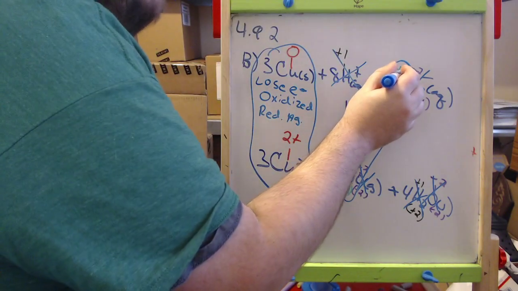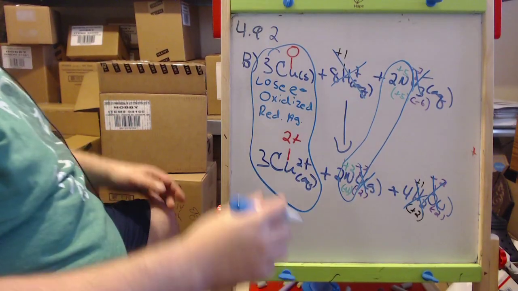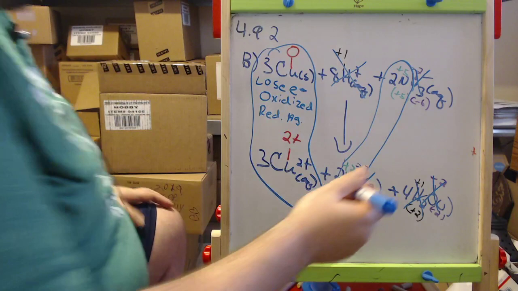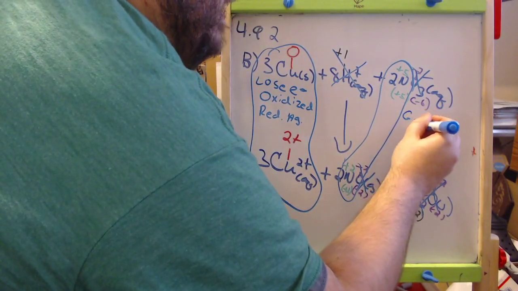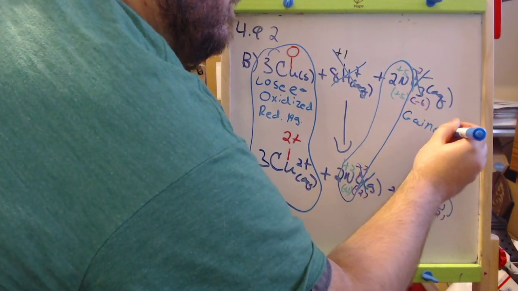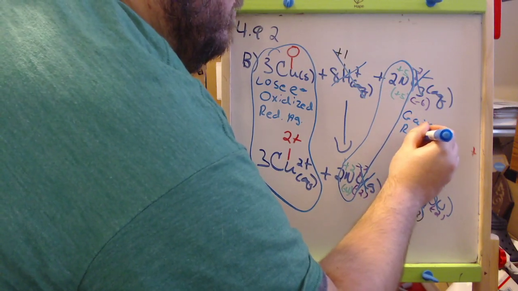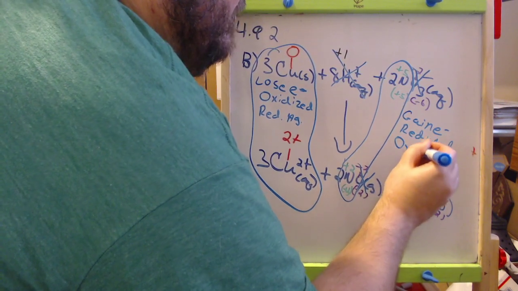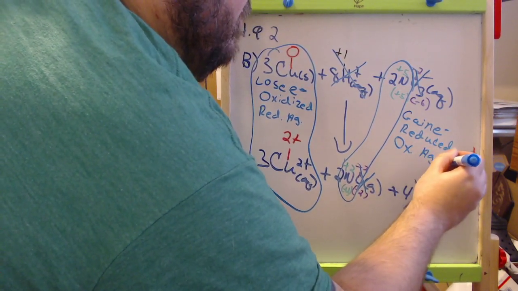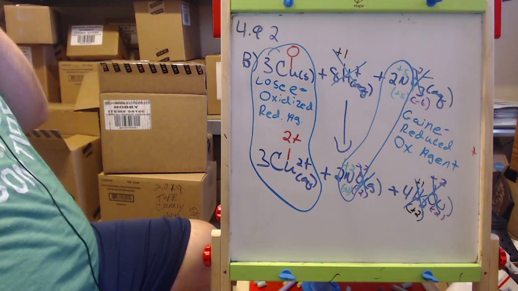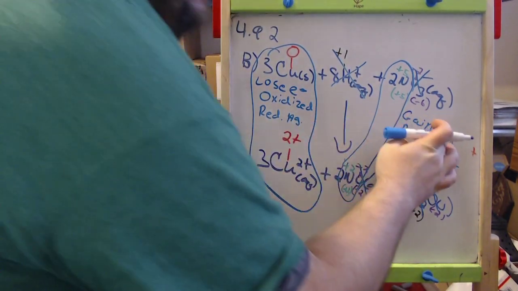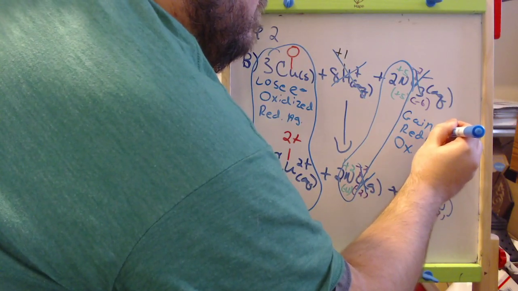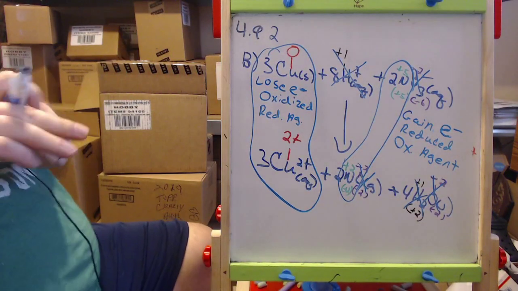Nitrogen went from a +5 to a +2. It got less positive, it became more negative, so it had to gain electrons. Therefore, it was reduced, and therefore it is the oxidizing agent. That looks like gain. Let's do this: gain e minus.